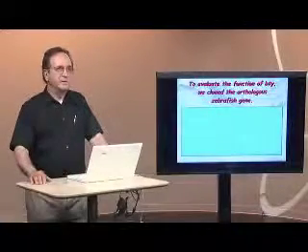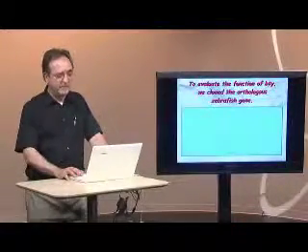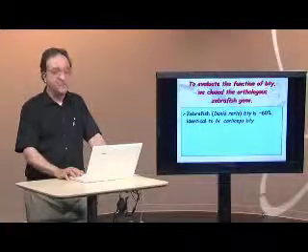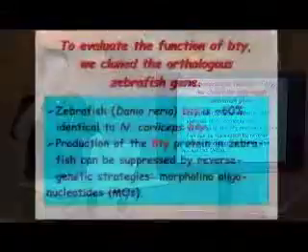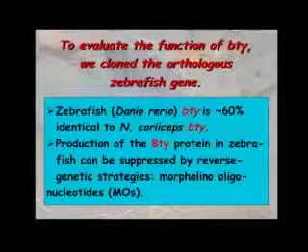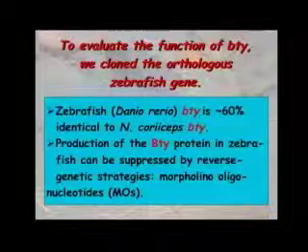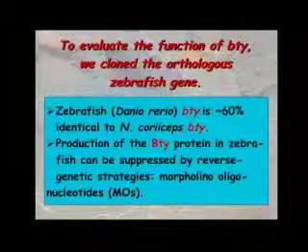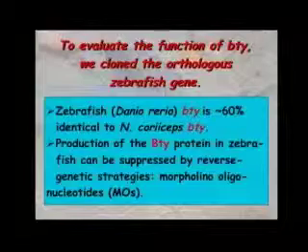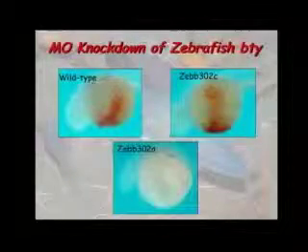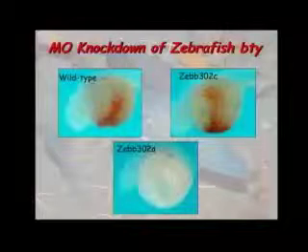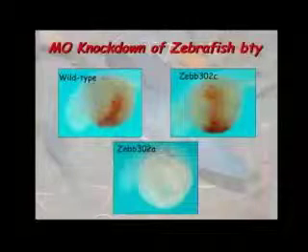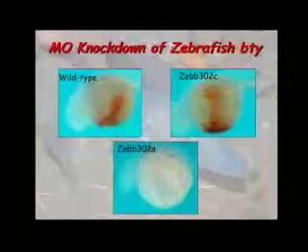To evaluate the function of bloodthirsty in the zebrafish, we did clone the zebrafish bloodthirsty gene and showed that it was about 60% identical to that of the bullhead notothen. And we then blocked the production of the bloodthirsty protein in zebrafish using a reverse genetic strategy, one that makes use of morpholino oligonucleotides. What do morpholino oligonucleotides do? They bind to a messenger RNA that's going to be translated into a protein. And they bind so stably that they prevent that translation, so you don't get the protein.